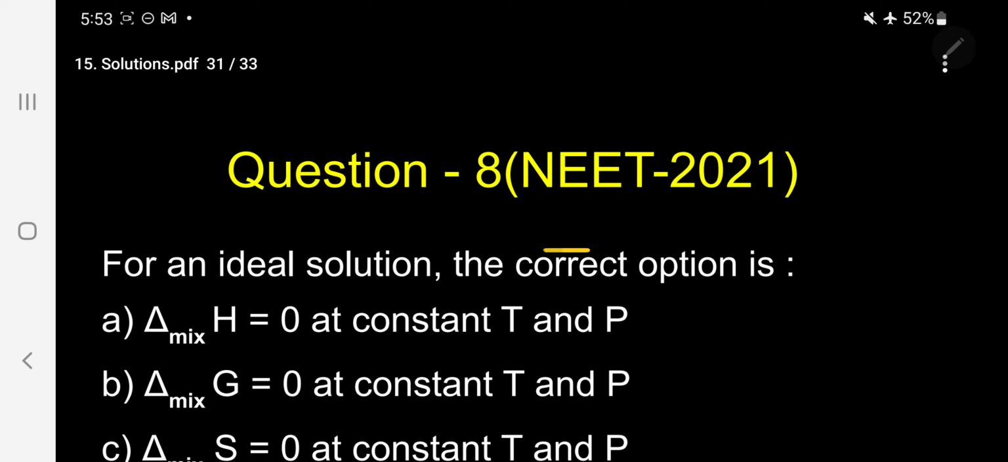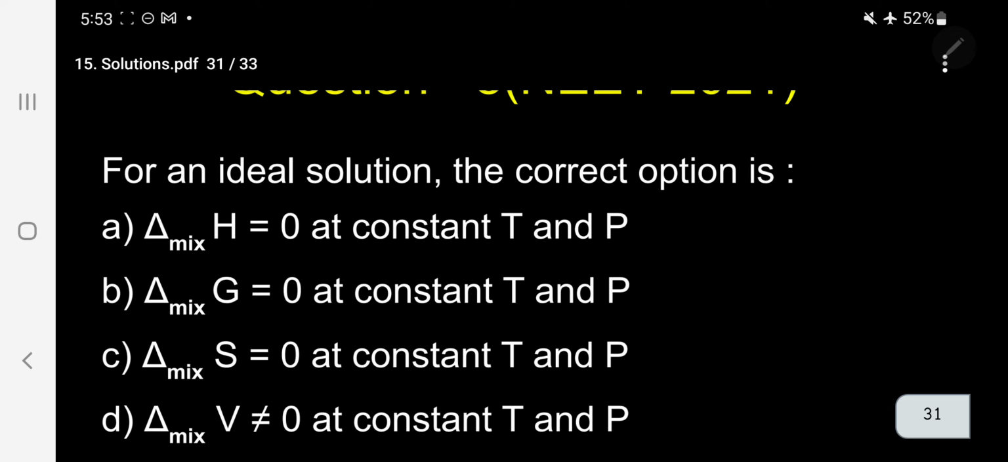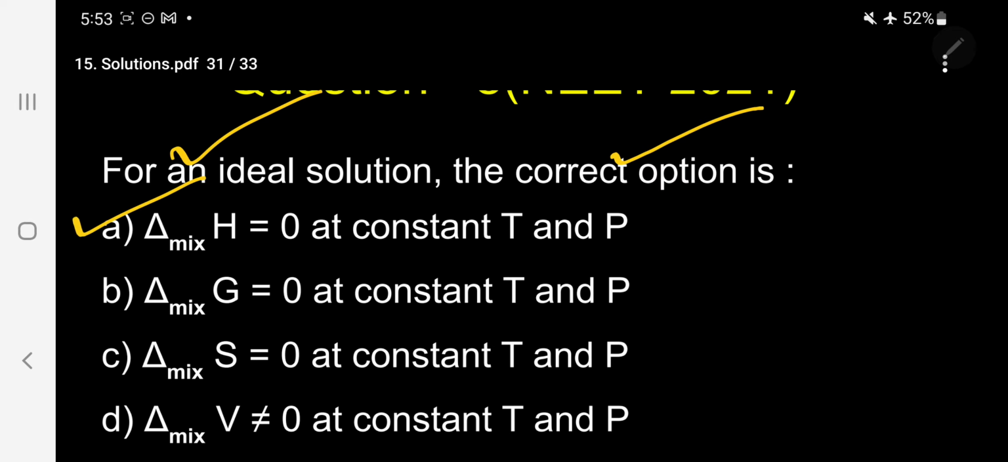This is the question asked under NEET 2021, again under the ideal solution. For an ideal solution, the correct option is: A. Delta mix H equal to 0 at constant temperature and pressure. B. Delta mix G equal to 0 at constant temperature and pressure. C. Delta mix S equal to 0 at constant temperature and pressure. D. Delta mix V is not equal to 0 at constant temperature and pressure.